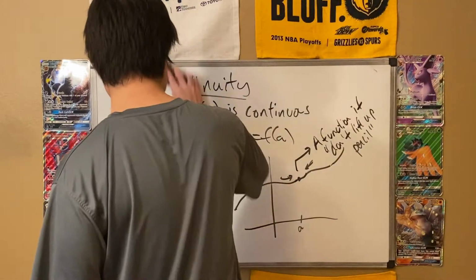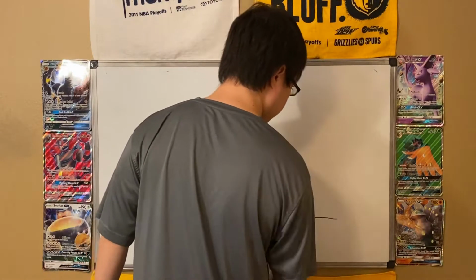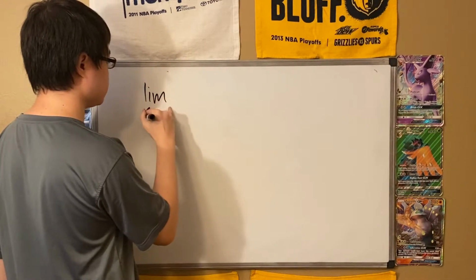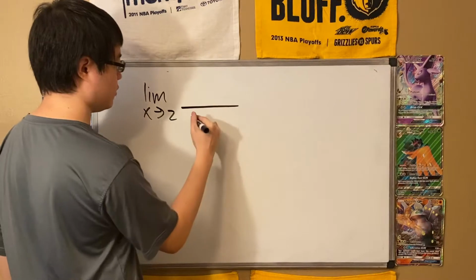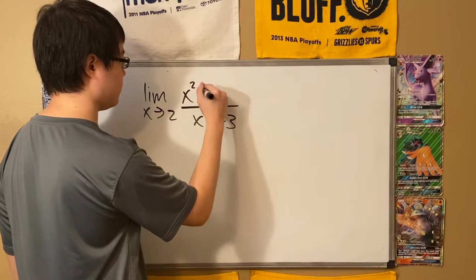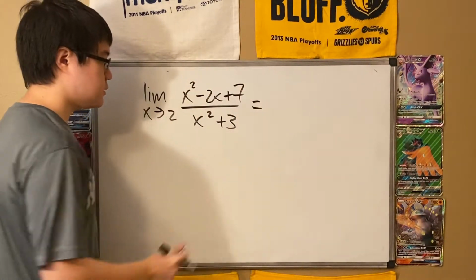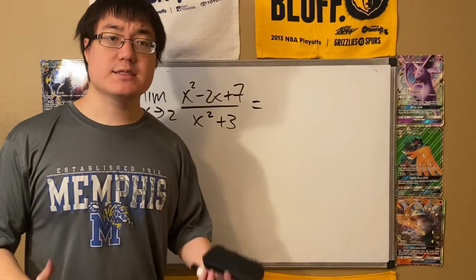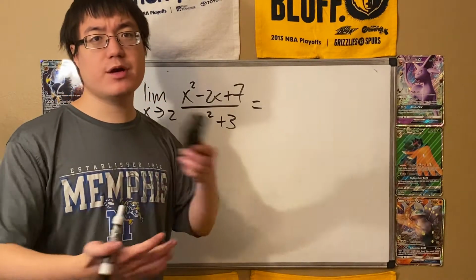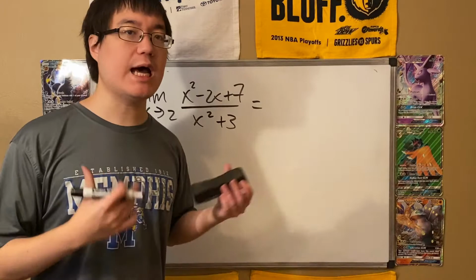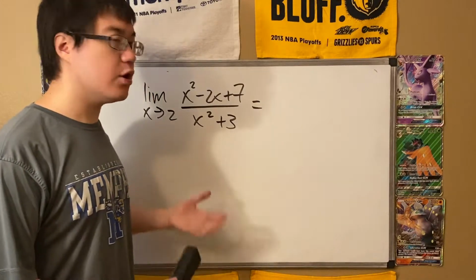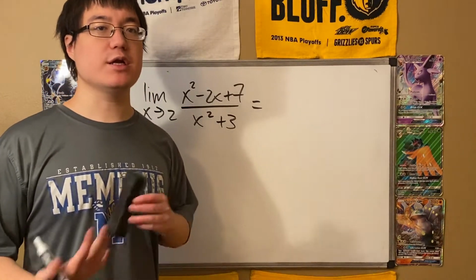So let me erase this. Why continuity is great is it allows us to find limits, for example, like this. The limit as x goes to 2 of x squared plus 3 on the bottom, and on the top, let's do x squared minus 2x plus 7. We're going to be able to recognize pretty easily when a function is not continuous, because weird things happen. The main weird thing is that when we plug in the number, we're going to divide by 0. And of course, dividing by 0 is not allowed. When you don't get that scenario, that's usually when your function is continuous.